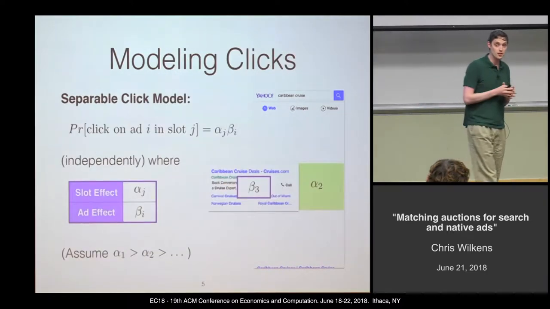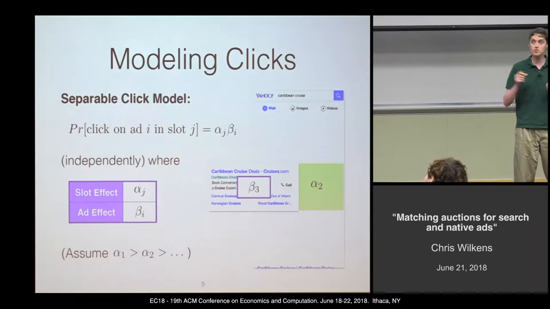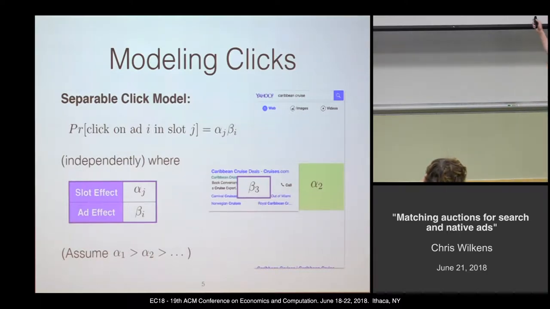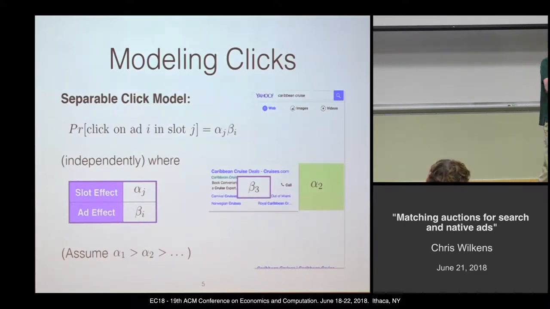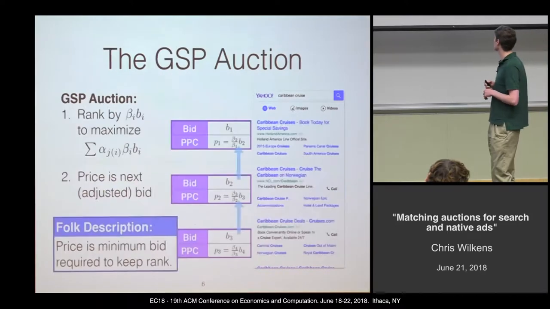The simplest model that was first used is to assume that the likelihood someone clicks on an ad is the product of two terms. The first term, which we can call the slot effect, depends only on the slot. The second term depends on the ad. You take the product of these, and you get the likelihood someone's going to click on the ad. If you want to, you could think of the slot effect as the probability that someone looks at the slot, and the ad effect as the probability that the user clicks on the ad given that they looked at the slot. That's one interpretation.